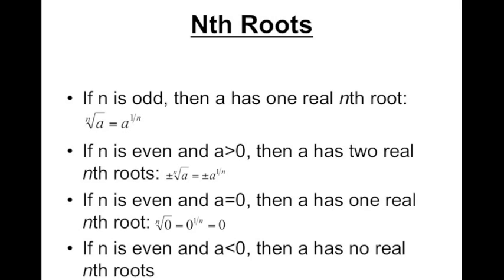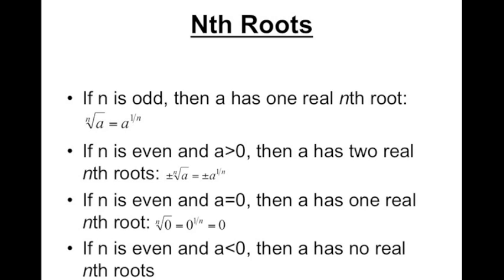So the first one says if n is odd, then we have one real nth root. If we're taking an odd type of root, like a cube root, a fifth root, a seventh root, there's only one answer to that type of question. If we have an even type of root, like a square root, or a fourth root, or a sixth root, then we get two answers as long as what we are taking the root of is a positive number. Because remember, we can't take a square root of a negative number. That's how we get imaginaries.